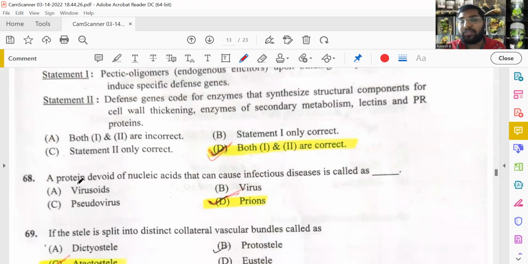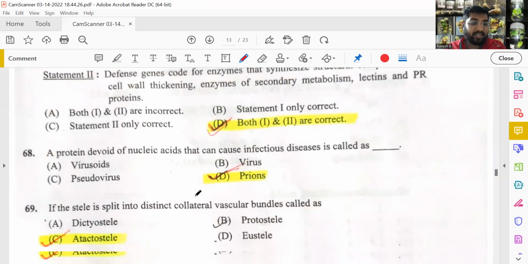A protein devoid of nucleic acid that can cause infectious disease is called prions. This is a 12th standard or 10th standard concept. A very simple, direct question.